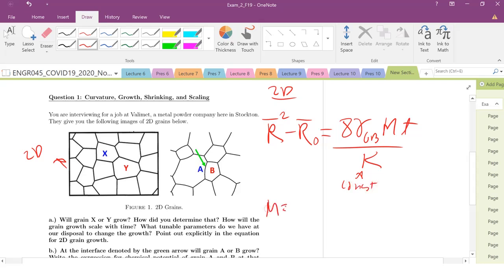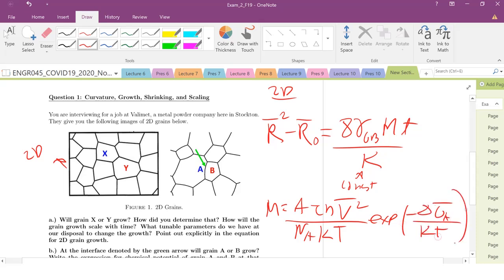Actually, let's go ahead right now. M is equal to that huge parameter, this long equation. I'd have it written down or ready at your disposal for the exam. So A is a constant, tau is a hopping parameter, another constant, and the number of particles is going to be constant, basically. V bar, the molar volume, squared over Avogadro's number and A times k, Boltzmann's constant, times T, times exponential of minus delta G, the activation energy, over kT.